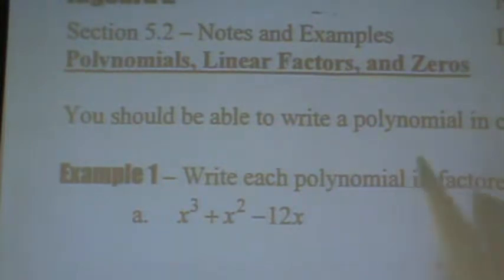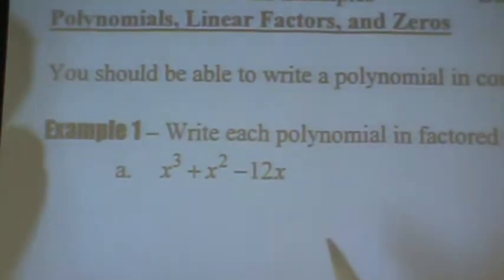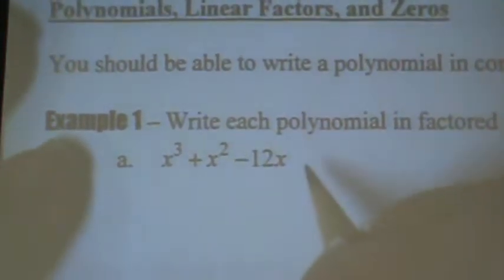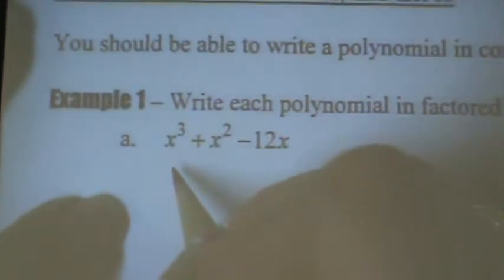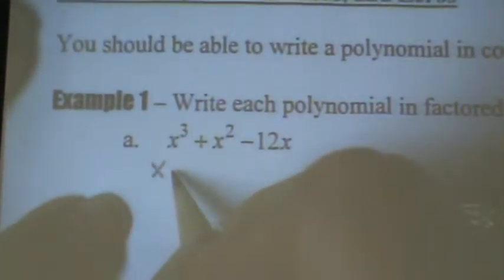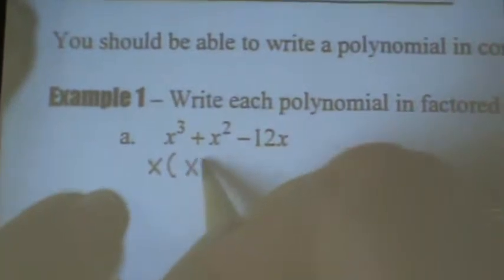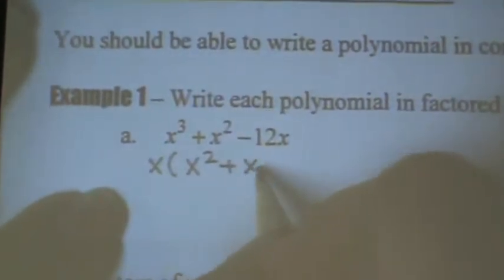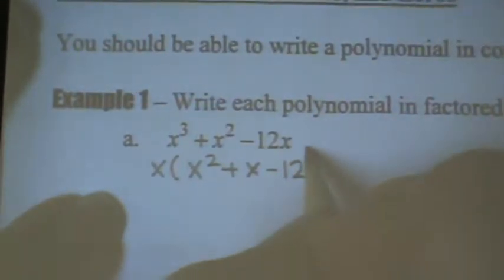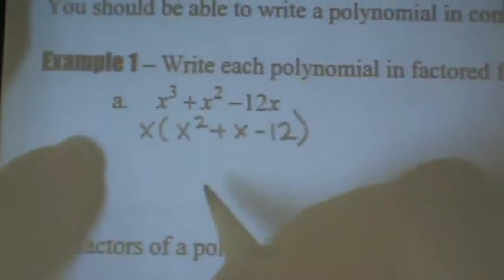If you were to factor this to find the zeros, what would you first do? Take out just an x. You get x squared plus x minus 12. Now what?